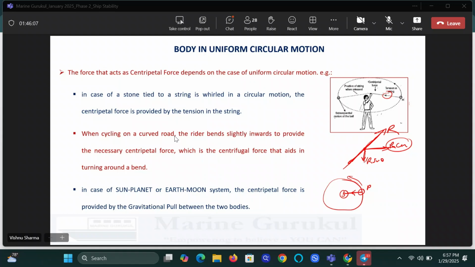required centripetal force. So one thing is undeniable: if a body is in circular motion, there has to be a centripetal force. From where does the centripetal force come? That will depend, that changes from case to case. Do you agree with me through these three examples, guys? Yes or no? Yes, sir. Okay.